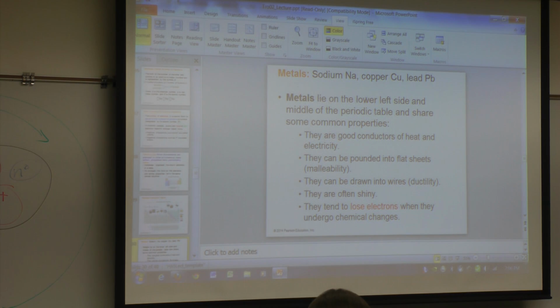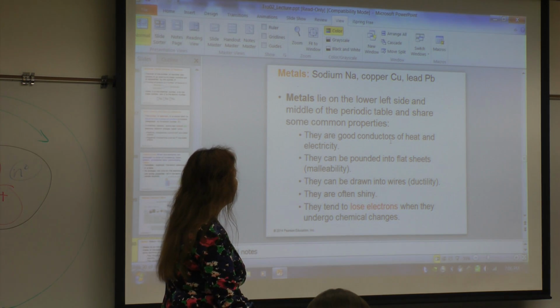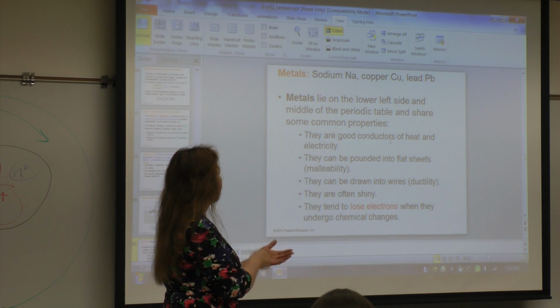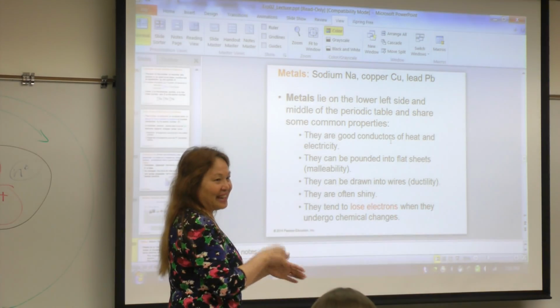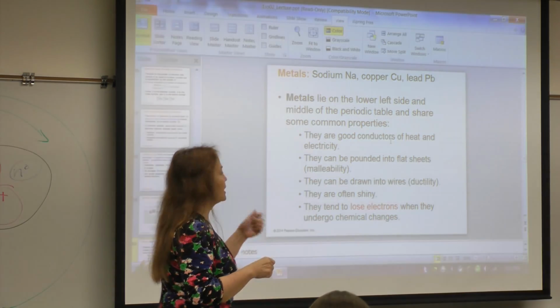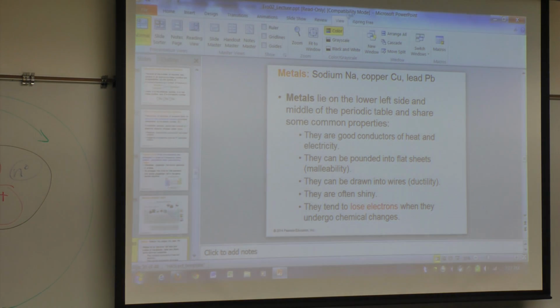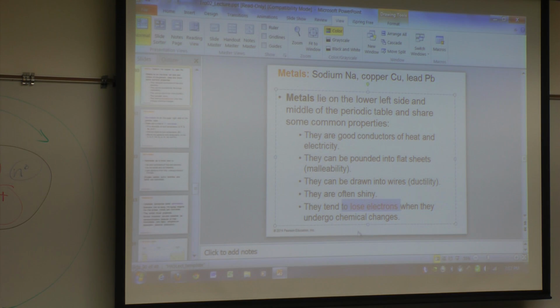Once again, metals lie on the lower left side of the periodic table and share properties like being conductors of heat. So here are our metals: sodium, potassium, rubidium, cesium. You can pound them. Have you tried to pound metal? You can do that with aluminum. You can pull them into wires, and they are often shiny. They tend to lose electrons. So, metals, you want to write down, lose electrons when they undergo chemical changes.